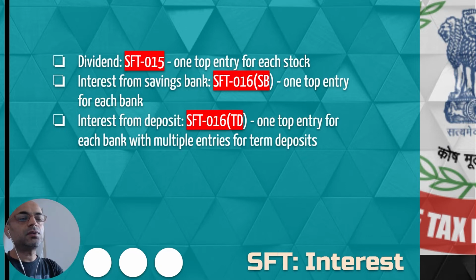Whereas SFT016 SB will show the interest that you got from your savings bank, and there will be one record per bank. SFT016 PD will indicate the interest from your FDs, and again there will be one entry per bank. Under that, there can be multiple entries for different FDs that you had in that bank.